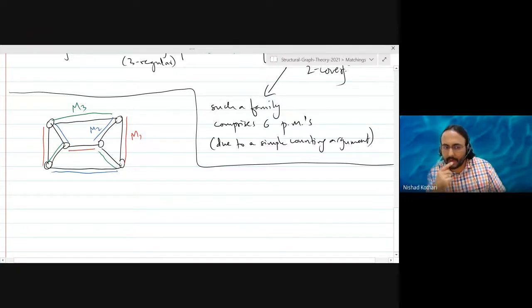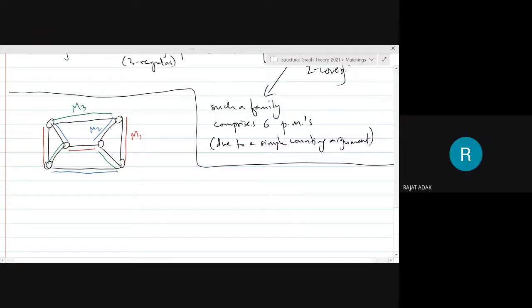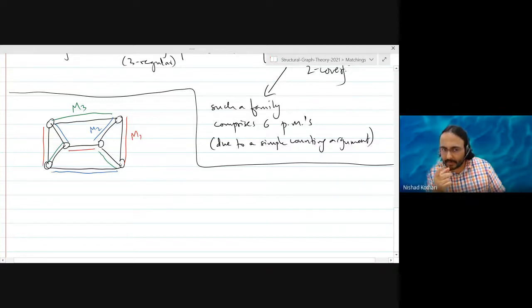Oh, you are taking a fourth perfect matching here. Yeah. That does not give you a two cover. There are some edges which will not be covered twice. But oh, there is an easier way to do it.